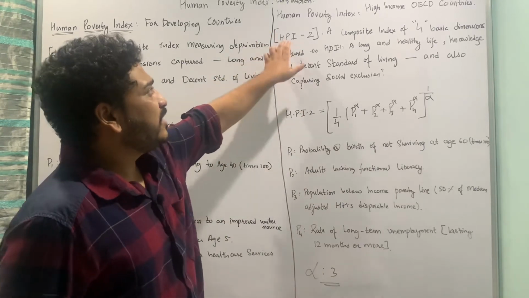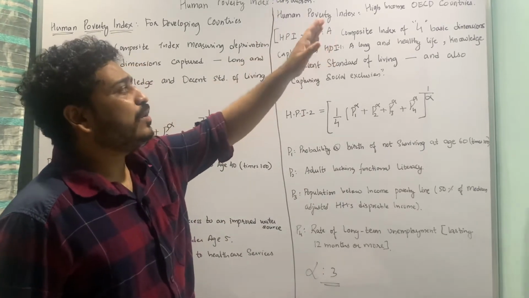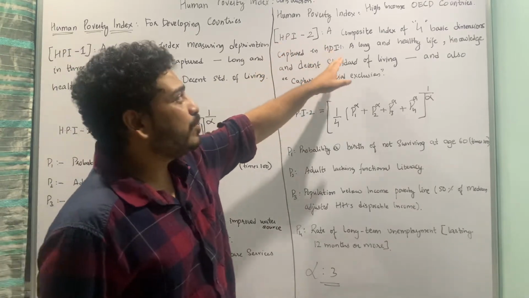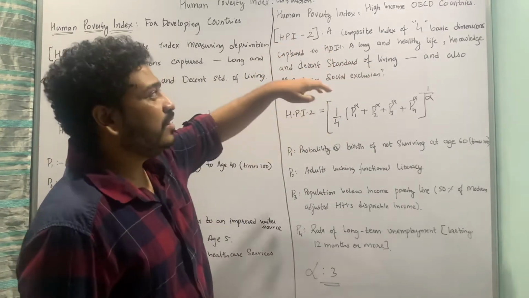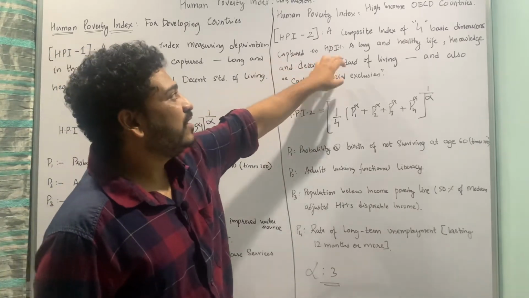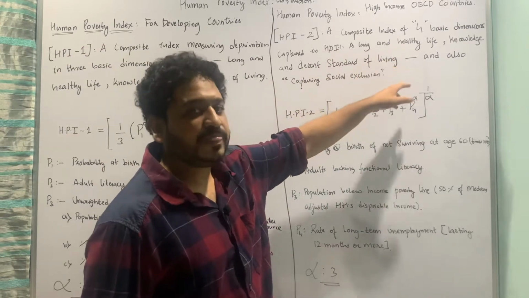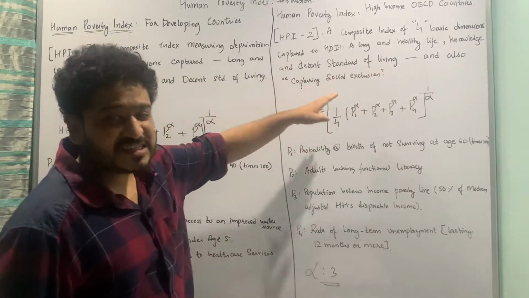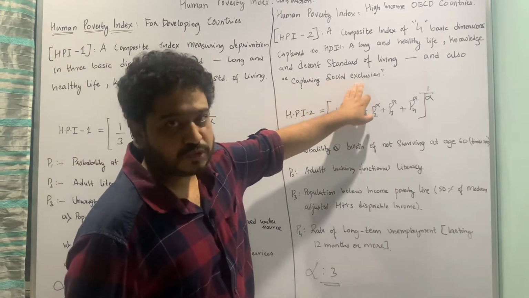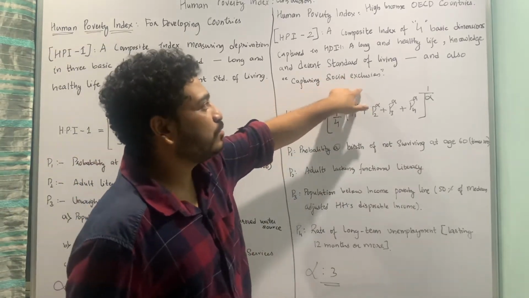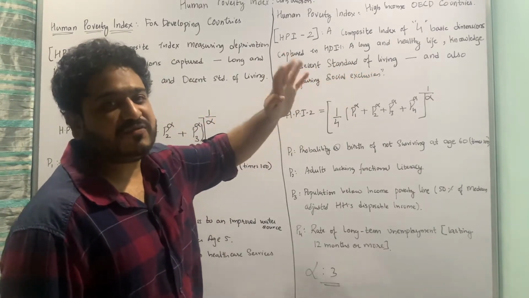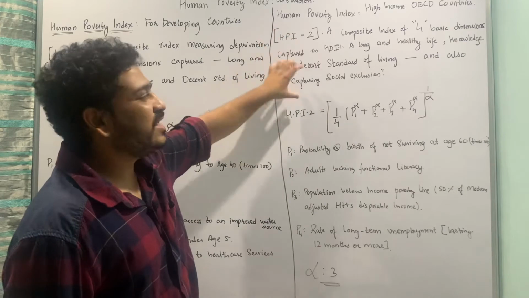The HPI for high income OECD countries is denoted by HPI 2, and it is a composite index of 4 basic dimensions or indicators, captured with the help of a long and healthy life, knowledge, a decent standard of living, and also capturing social exclusion. Here I had only 3 basic indicators; in OECD countries I am looking at 4 basic indicators. So I hope this idea is pretty much clear.